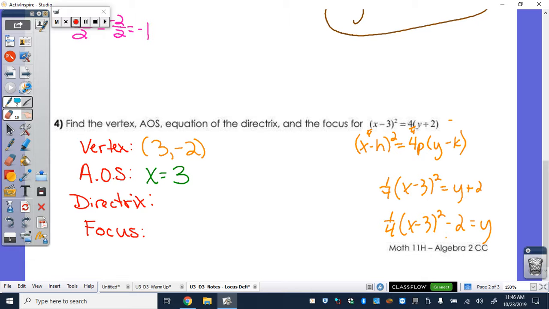All right, directrix and focus. So first we have to figure out what is our value of p. So whether you are using this first one or this one, it still ends up being 4p equals 4. So then if I divide by 4, what is our p value? 1. So that means the focus is going to be 1 higher than your vertex. So that would be at 3, -1. Since my vertex was at 3, -2, we'll go up 1. And the directrix is going to be 1 lower. So y equals -3.